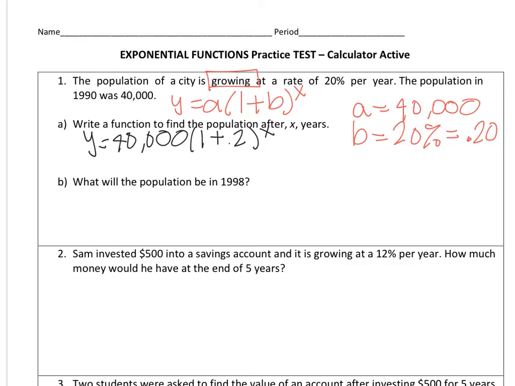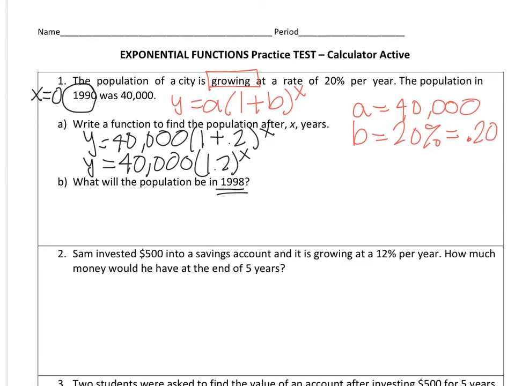Now, there's a nicer way to write this. We can make this even more simplified, which is y equals 40,000 times 1.2 raised to the x power. And that's the function of the population over time. Now, since x represents years, and they're asking us about the population in 1998, we have to take into consideration what time 0 is. So x equals 0 is 1990.